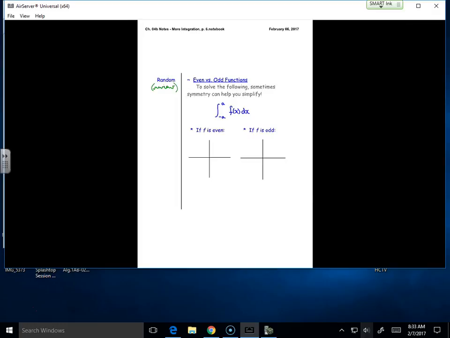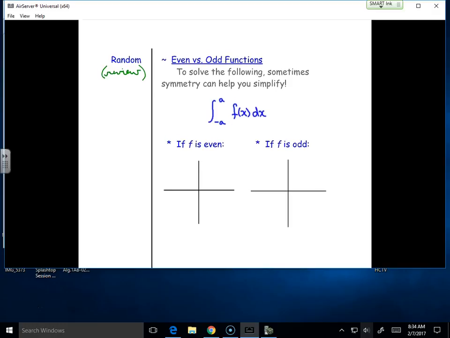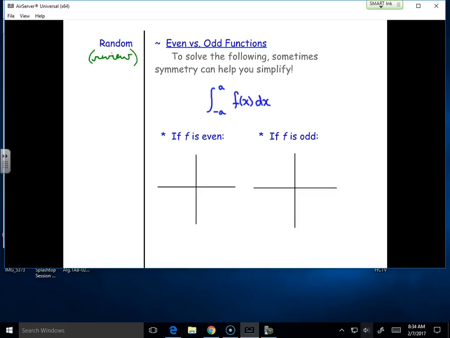This doesn't necessarily belong in 4.5, but I had it in my notes, so we're just doing it real quick. Alright, here we go. Let's focus on back end. What kind of symmetry do even functions have?